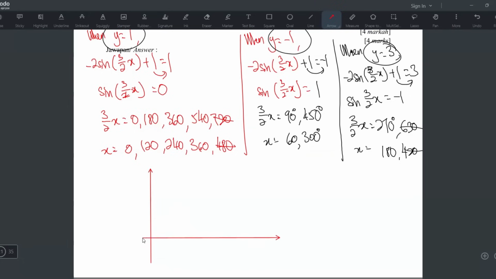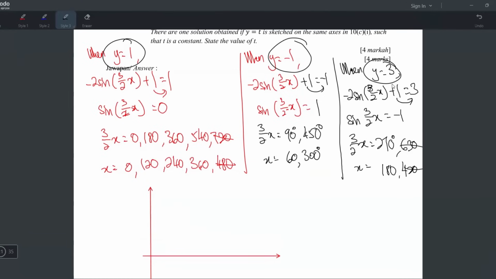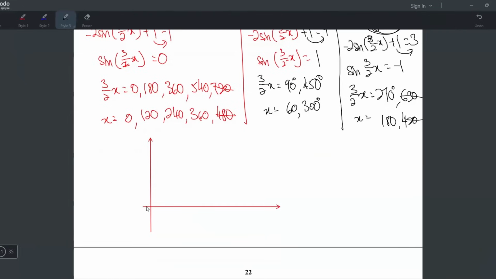Why down a bit? Because your highest y value is 3. Okay, 3 and then 1 and -1. That means above we have to use up to 3. So I can go 1, 2, 3 like that. And then for this, I'll just go -1. Like that. That's why I said the x-axis has to be lower a bit. Okay. Alright, here we have to cut into 4 parts.